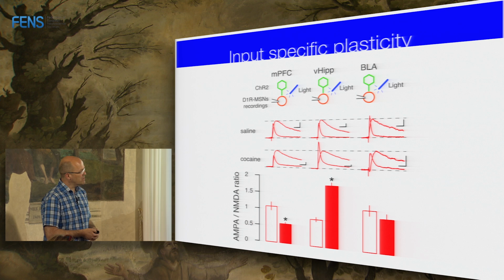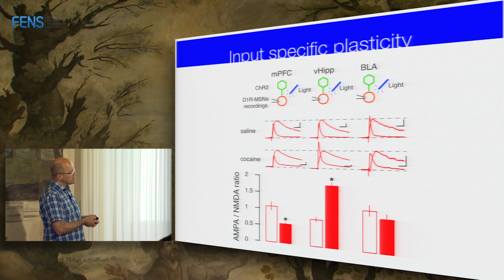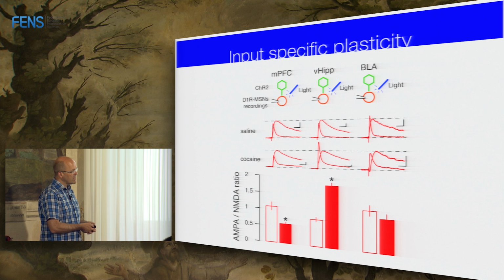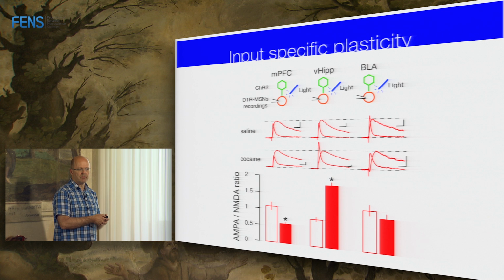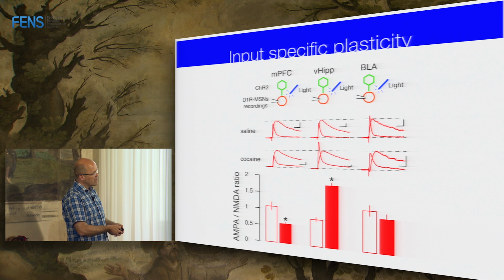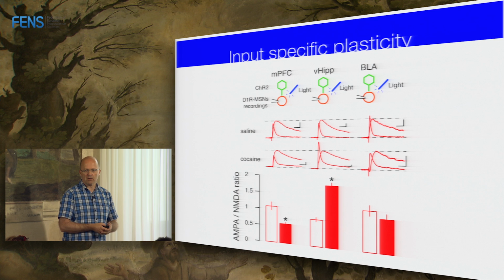So what you see is that in the MPFC input, when you look at the AMPA and NMDA ratio, again, the AMPA is these fast currents, the NMDA are the slow currents, both measured at plus 40, you see that there is a significant decrease of the AMPA and NMDA ratio in that pathway. Conversely, in the ventral hippocampal input, you have a significant increase. And in the BLA, not much changes.